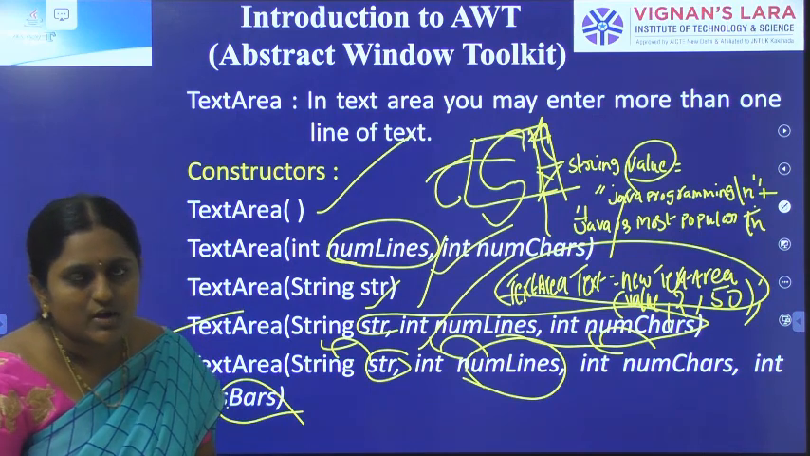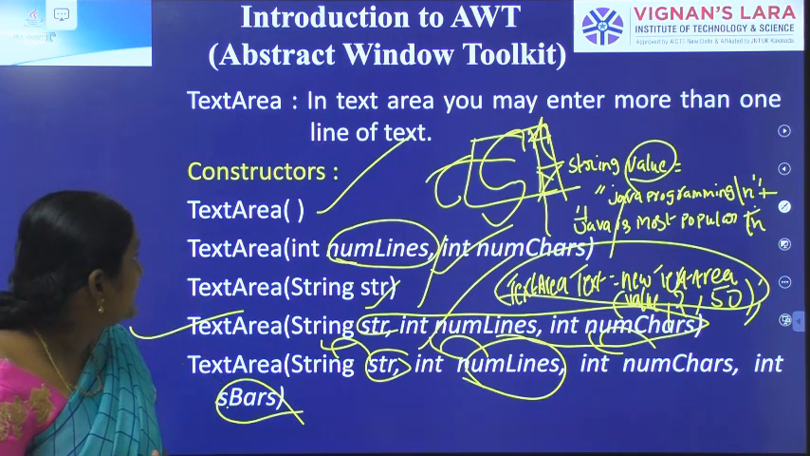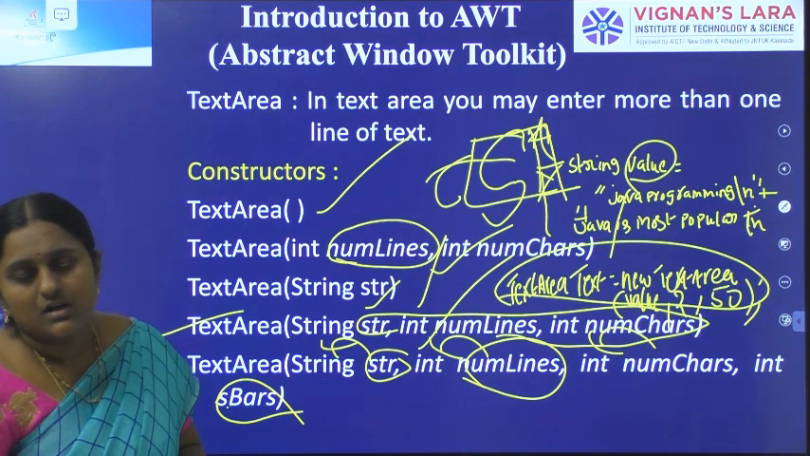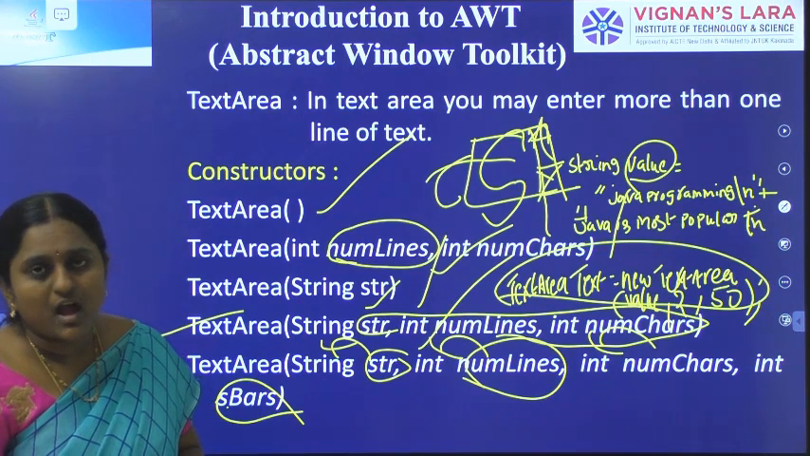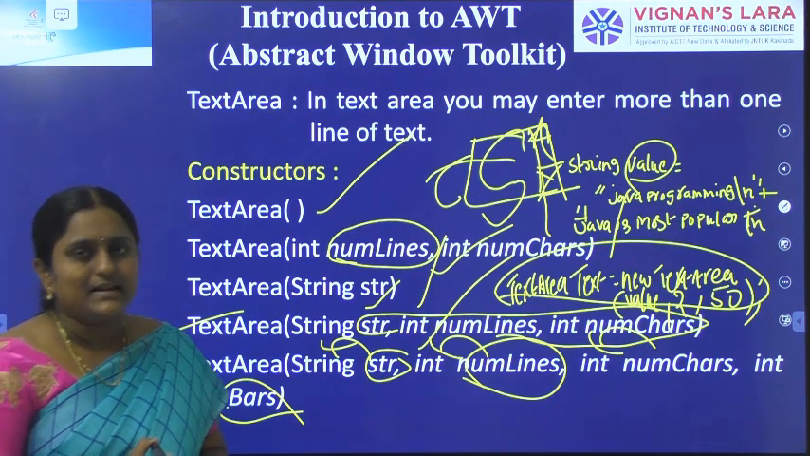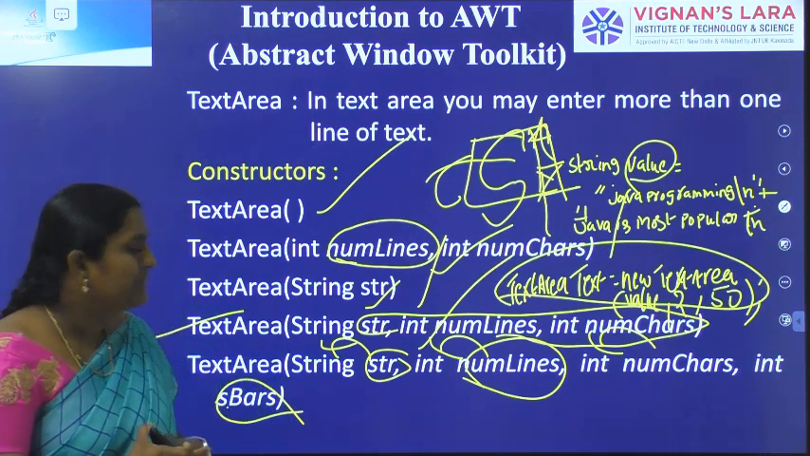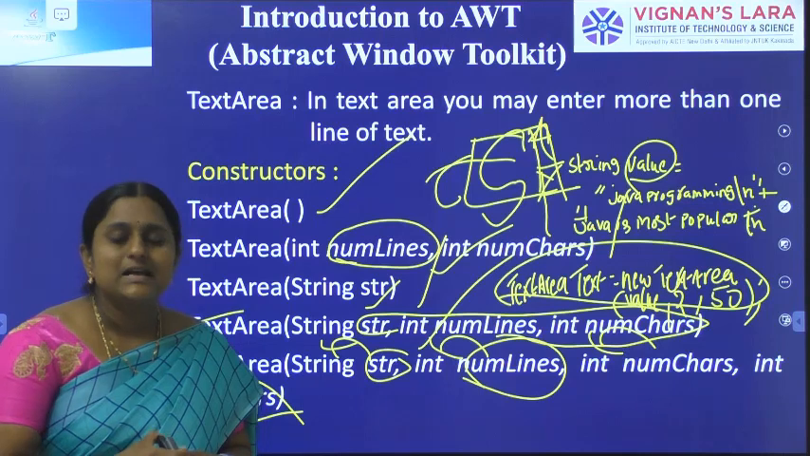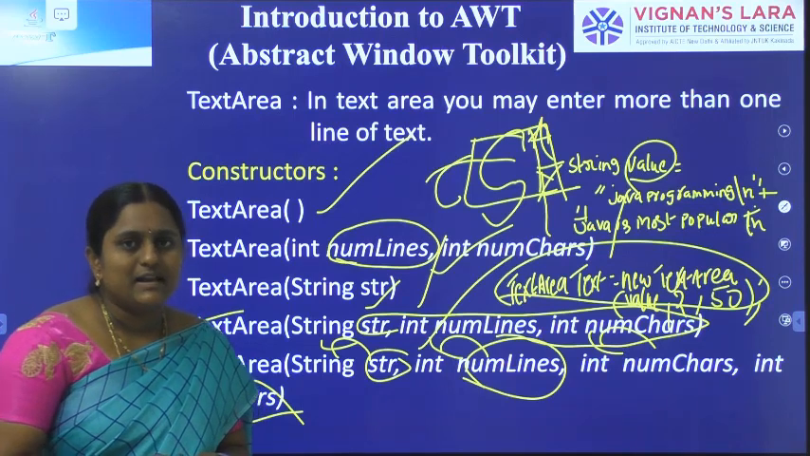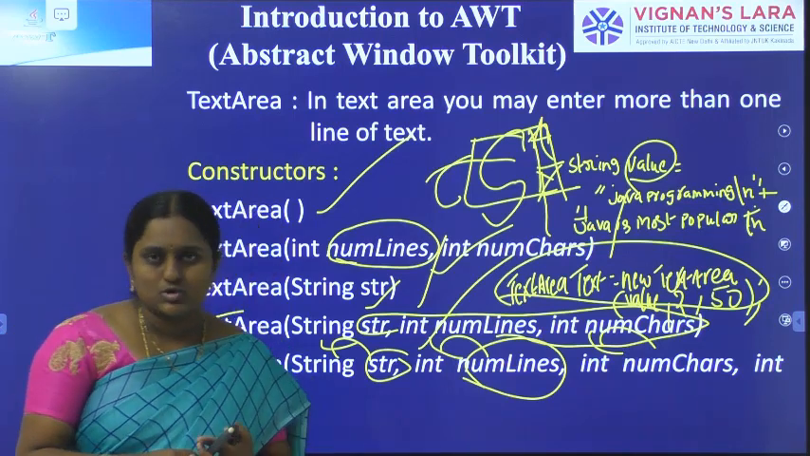So these all are the GUI components. In this class we already covered four GUI components: choice, list, text field and text area. Thank you everyone. I think you are clear with these four GUI components. In the next class I will explain the remaining components like scroll bar. Thank you.